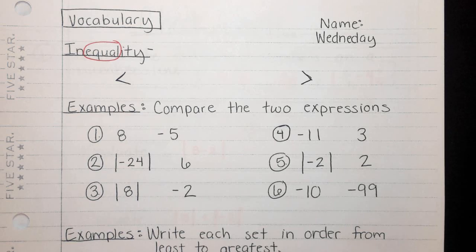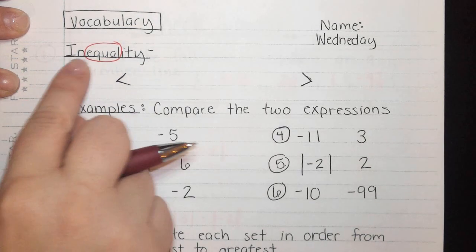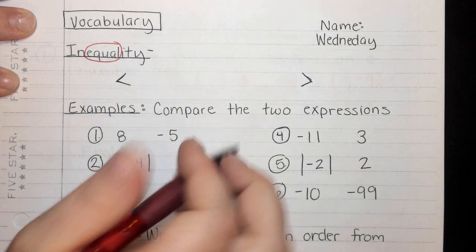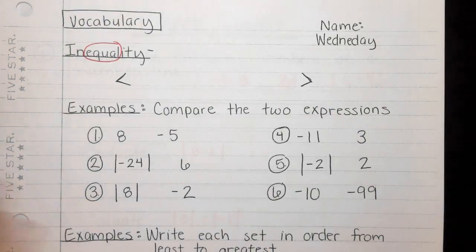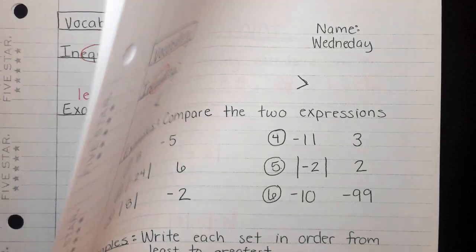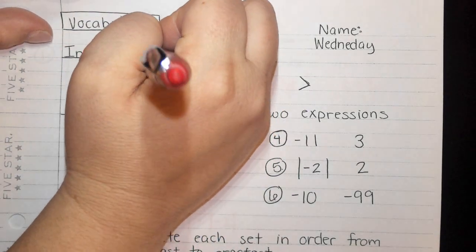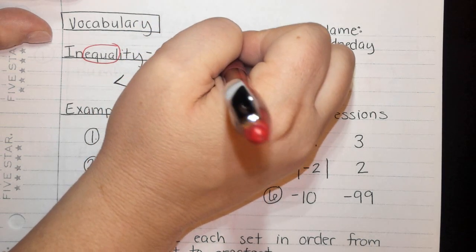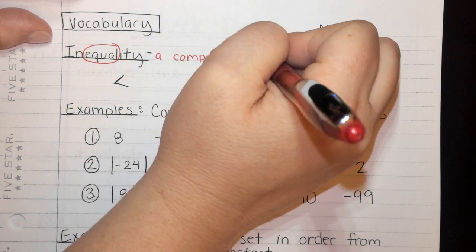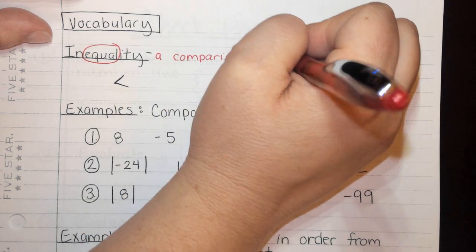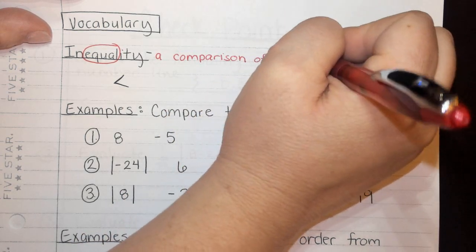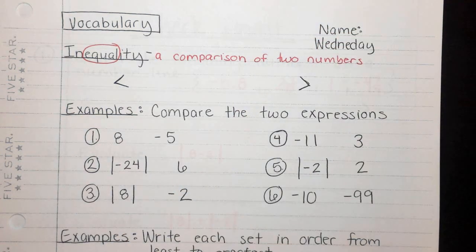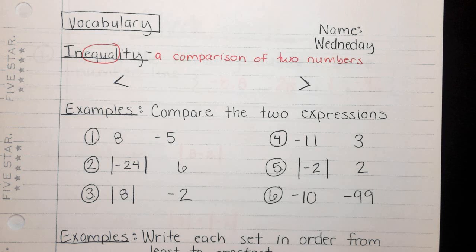But we can't always use an equal sign. So we have other symbols that would add to make the word inequality. All inequalities is a comparison of two numbers. So an equal sign would compare them because they are the same.